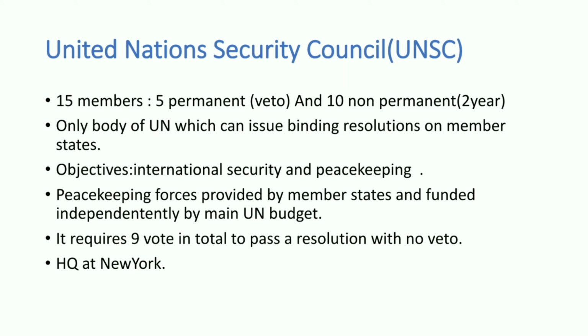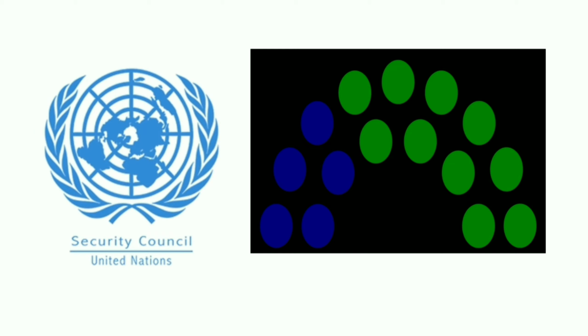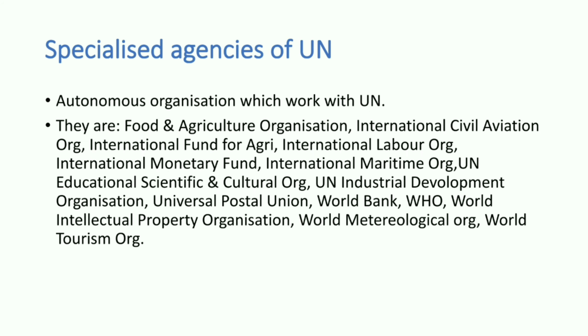So if a resolution has to be passed by the UNSC, it requires 9 votes, and at the same time there should not be any veto vote. Veto power is something like, if a permanent member votes against, that decision cannot be passed by the UNSC. That is, in simple terms, veto power, and it is headquartered in New York. So this is the United Nations Security Council symbol and logo, and these are the 5 permanent and non-permanent members.